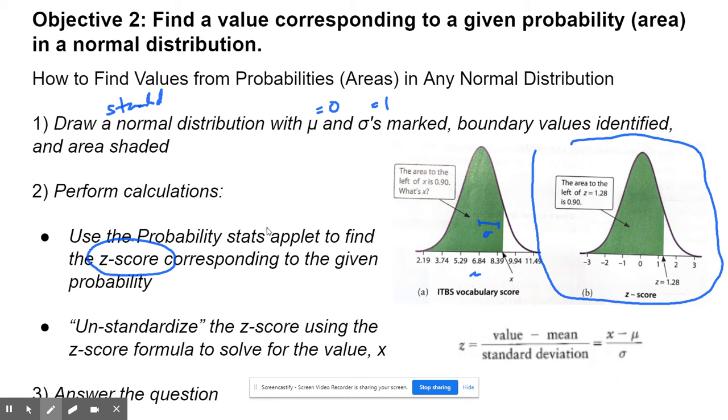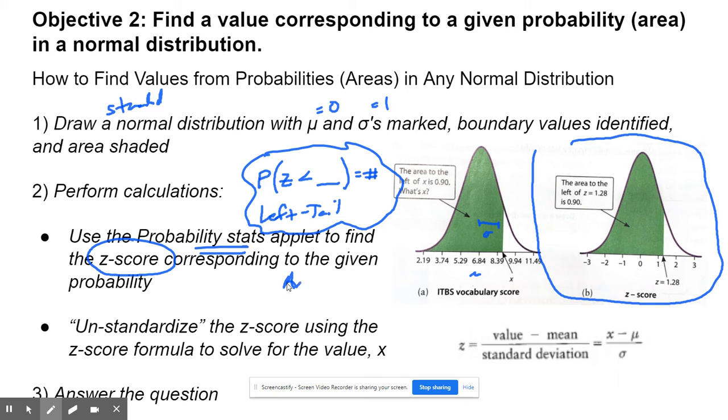Now, let's recall that when you use the stats applet, you have to have a left tail probability, meaning that your probability statement must be z is less than some value equals a number, right? So be aware that sometimes you have to use the idea that the area under the curve is equal to 1 to get you that situation. Okay, but again, you have to have a left tail probability.